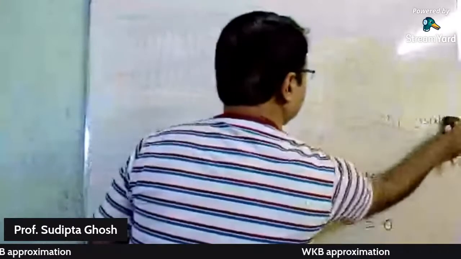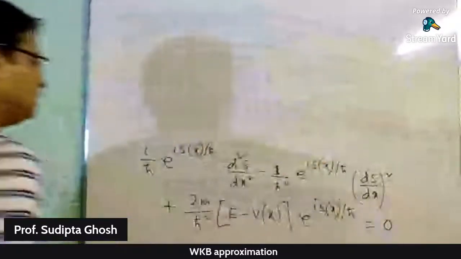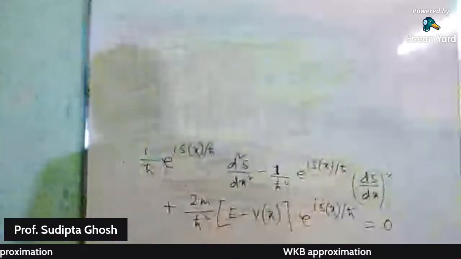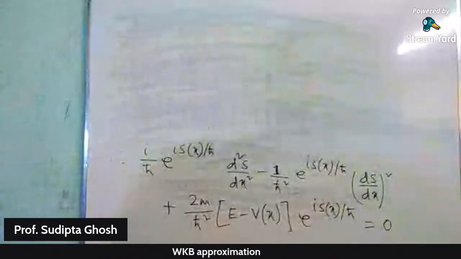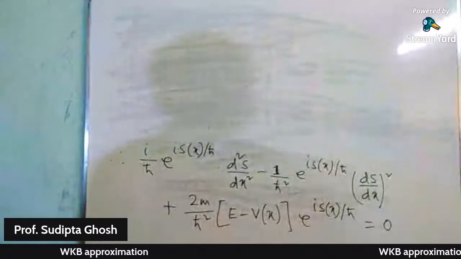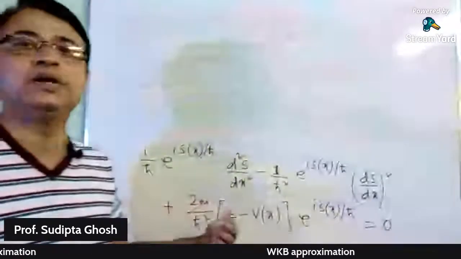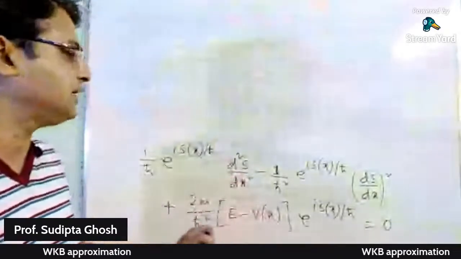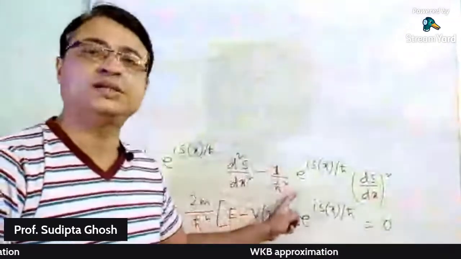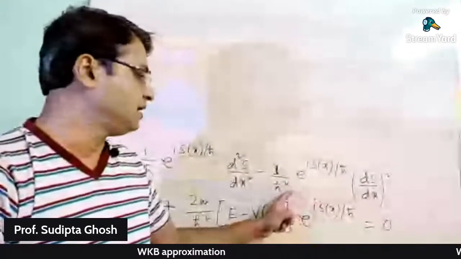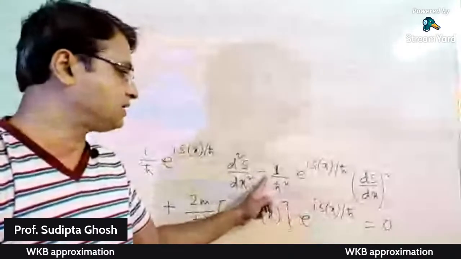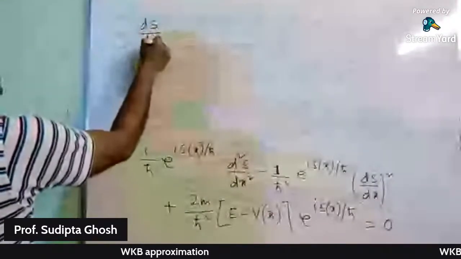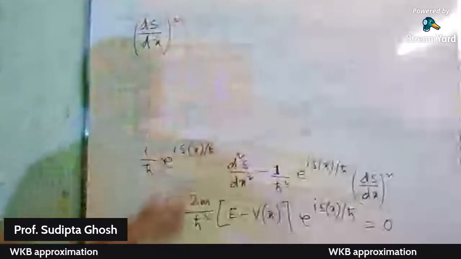What do I get? I get ds dx whole square. And now another step can be done here: multiplying this equation by minus h cut square. When I multiply this term with minus h cut square, it will become plus, ds dx whole square. That is our second term.